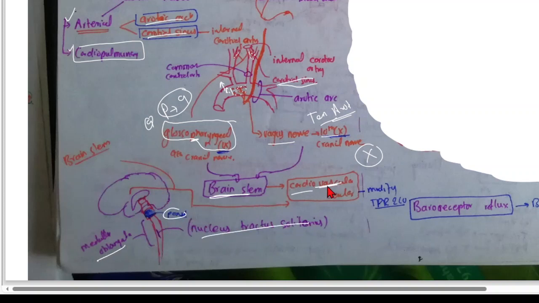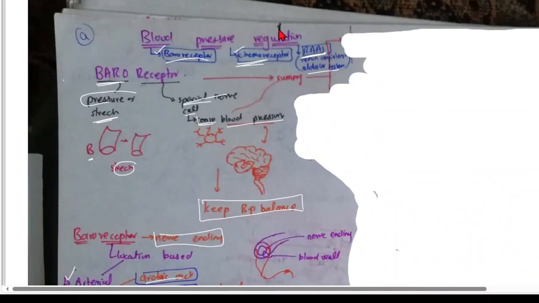When the stimulus goes toward the cardiovascular center, it has to modify the total peripheral resistance or cardiac output. For example, if the blood pressure increases, it decreases the total peripheral resistance, and if total peripheral resistance decreases, the blood pressure also decreases. We will talk about cardiac output later. This is the baroreceptor reflex, and the baroreflex occurs in seconds to minutes. This is just a simple overview, and now we will explain everything one by one.